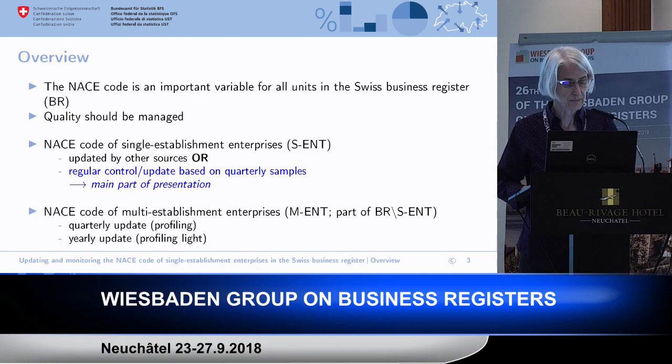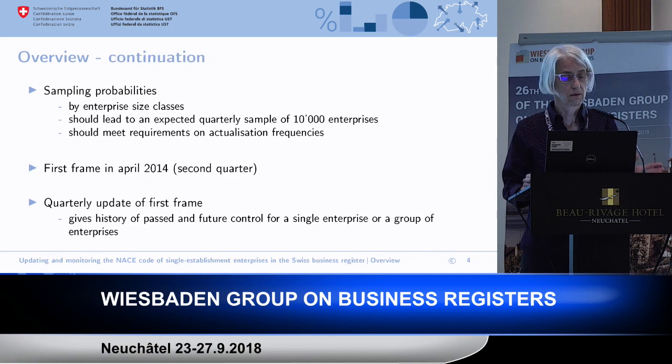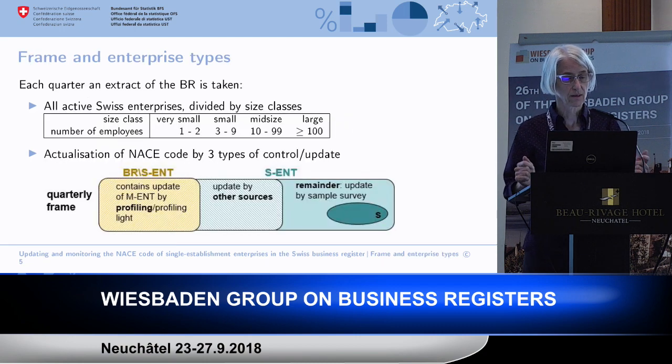Because I described the main steps already in the slide before, I will mention here only some additional points. The NACE code is an important variable for all units in the Swiss Business Register. Quality should be managed. The first frame of this system, which I will describe, dates from April 2014, the second quarter. So now I will go directly to the details.